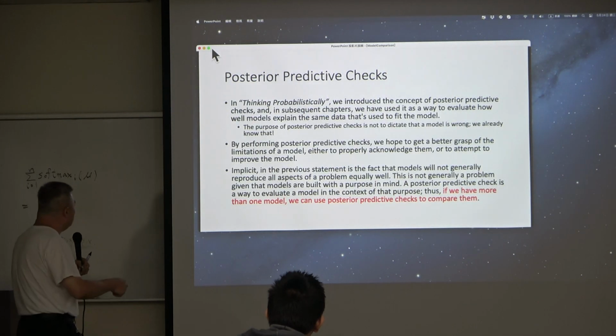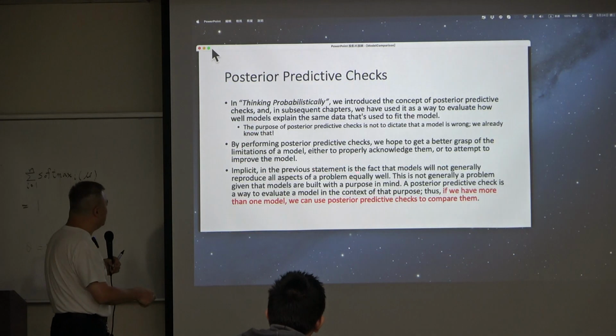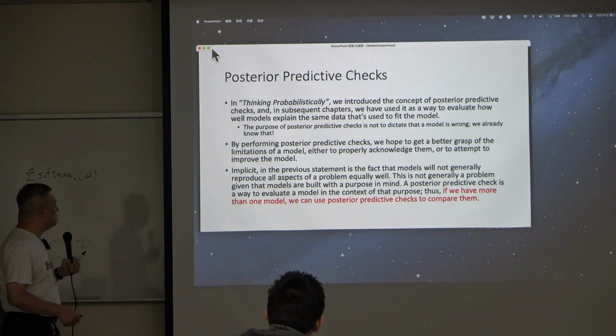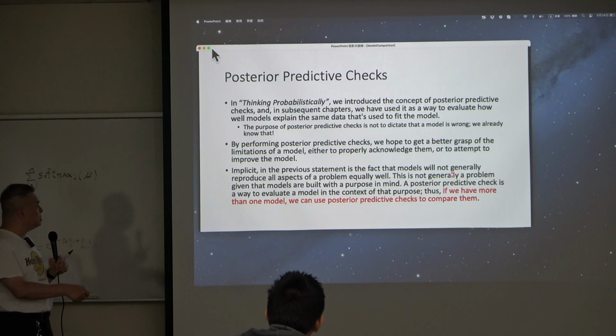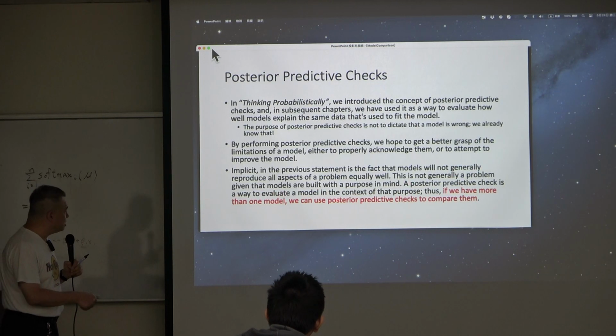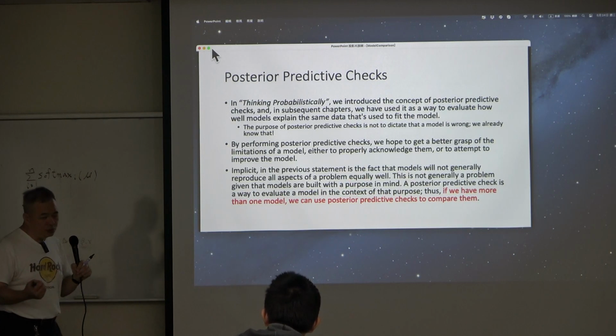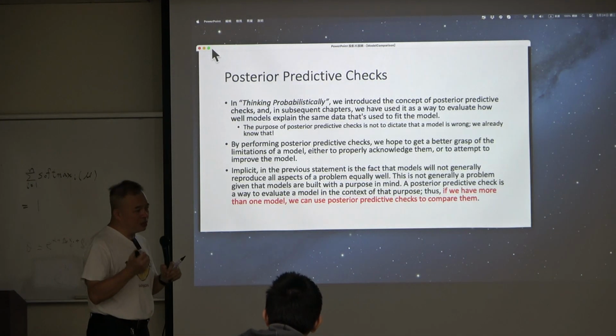Okay? So implicit in the previous statement is the fact that models will not generally reproduce all aspects of the problem equally well. This is not generally a problem, given that models are built with a purpose in mind. So posterior predictive check is a way to evaluate a model in the context of that purpose. If we have more than one model, we can use posterior predictive checks to compare them. So this is the first tool you need to remember for model comparison.